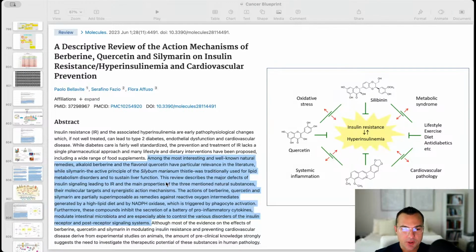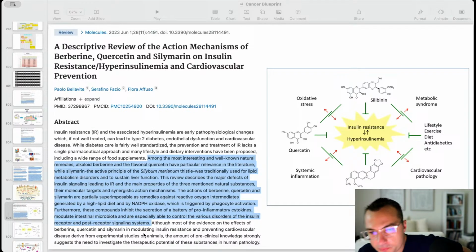Anyway, I'll digress. The review describes the major defects of insulin signaling leading to insulin resistance and the main properties of the three mentioned natural substances, their molecular targets, and synergistic action mechanisms. The actions of berberine, quercetin, and Silymarin are particularly superimposable as remedies against reactive oxygen species intermediates generated by high lipid diet and by NADPH oxidase, which is triggered by phagocyte activation. Furthermore, these compounds inhibit secretion of a battery of pro-inflammatory cytokines, modulate intestinal microbiota, and are especially able to control the various disorders of insulin receptor and post-receptor signaling pathways.